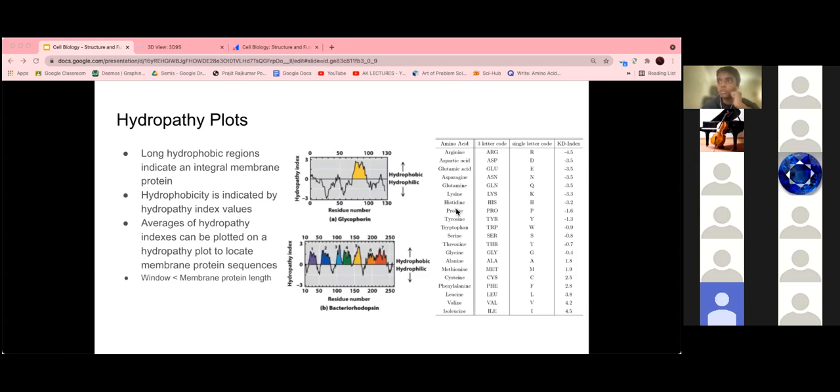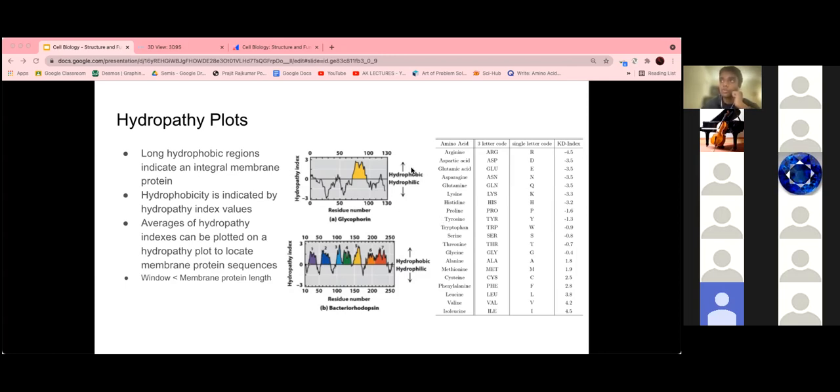More negative numbers refer to amino acids that are more hydrophilic, or water loving, and more positive numbers refer to amino acids that are more hydrophobic. Right here you can see the hydropathy index values for all of the 20 amino acids. You can see that isoleucine is very hydrophobic, while arginine is very hydrophilic.